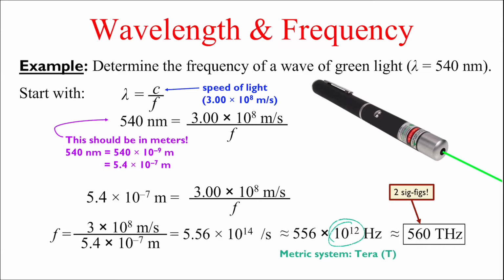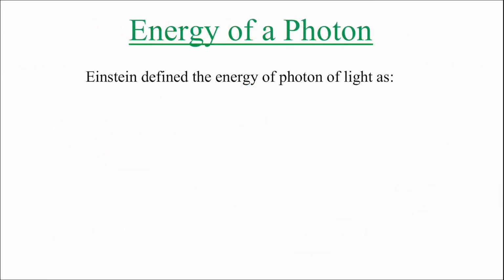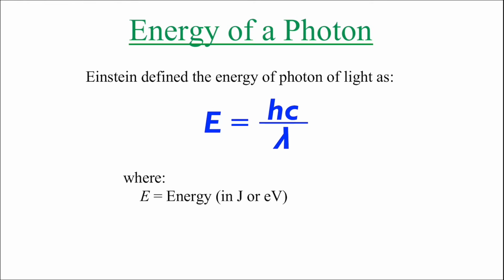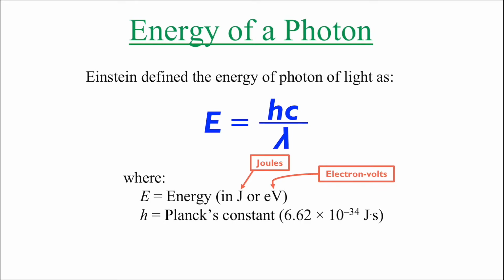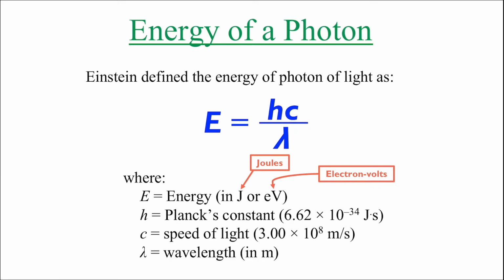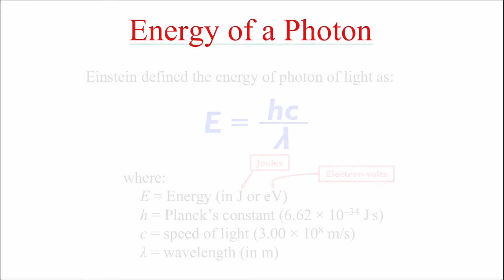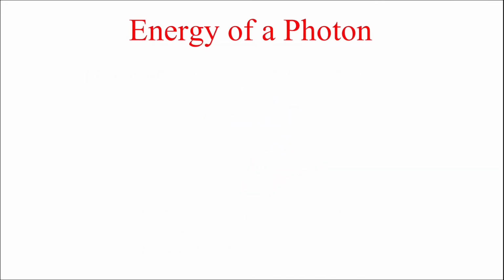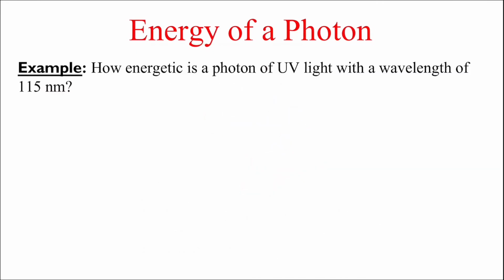Not only is the frequency of light dependent on its wavelength, so is the energy. The energy of a photon is defined as E equals hc over lambda, where E is the energy of the photon in joules or electron volts, both of which are units of energy that are frequently used in astronomy. H is Planck's constant, c is the speed of light, and lambda is the wavelength of that light. So let's determine the energy associated with a photon of UV light that has a wavelength of 115 nanometers.